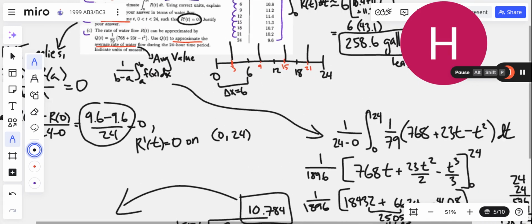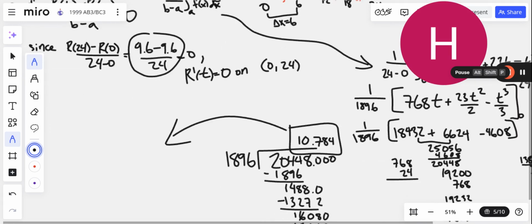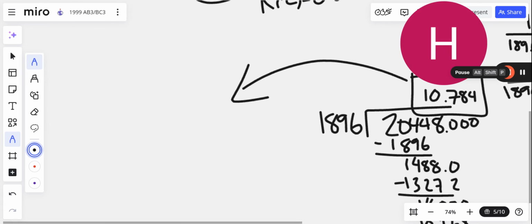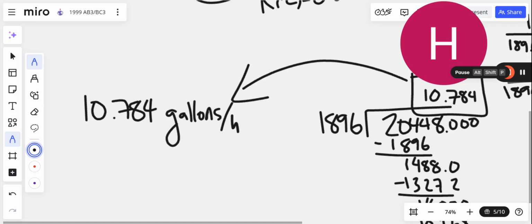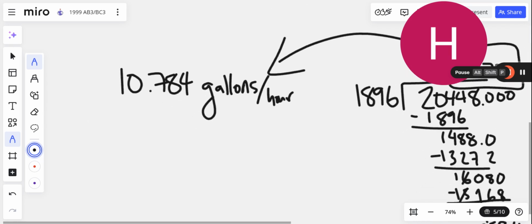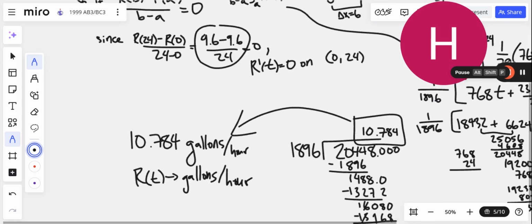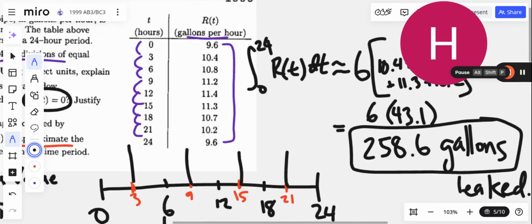So we get a different approximate value for the integral. Now this is not just the integral. This is the average value. So we'll say 10.784 gallons per hour. Because the values of R are in terms of gallons per hour. These are rates. So we're saying the average amount of leakage per hour was 10.784. Which, when you look at the chart, does kind of make sense. That seems to be about the average. Things were sitting around 10.7.